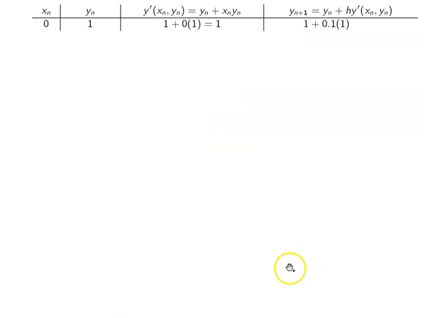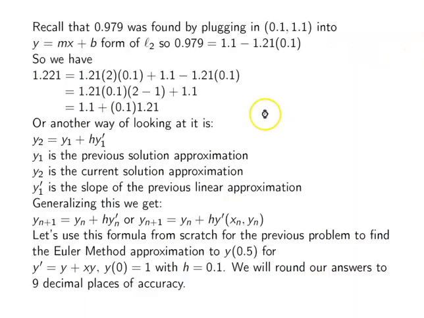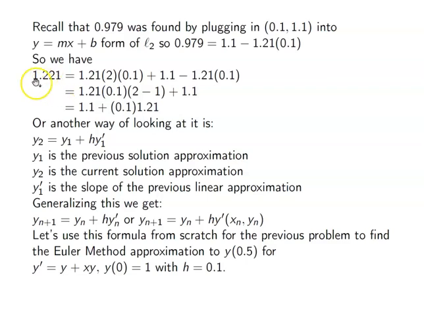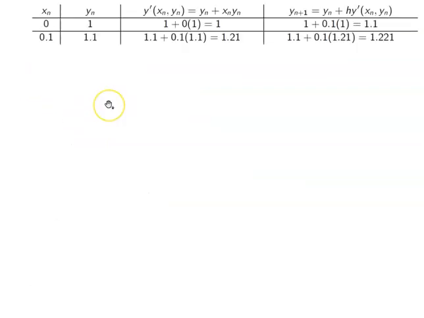Okay, it's a lot less work using this table. Now I use all three of these things and plug it in. So my new output is going to be my current output, 1.1, plus my step size, which is 0.1, times the rate of change that I just found in this third column. Okay, and when I add those together, I get 1.221, which again was what I got here. Okay, that was my approximation. So we're just going to keep following that process.